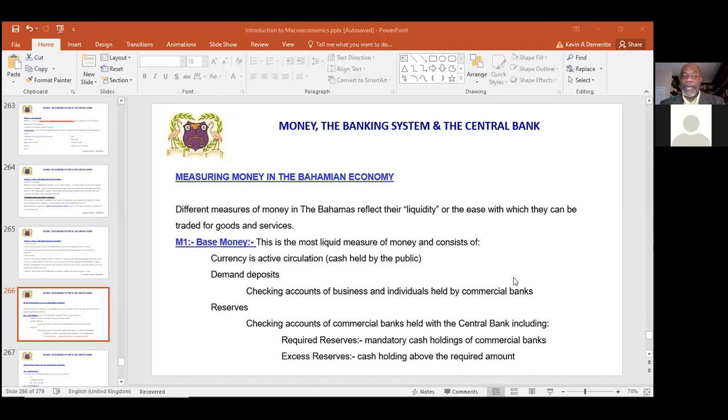I think right now it's about 0.5%, maybe less than 0.5%. But from the bank's perspective, when you're talking millions of dollars, that 0.5% adds up. Right? And plus 0.5% is better than nothing. And certainly 0.5% is better than having to pay the central bank for the privilege of holding on to your cash. Okay. So base money is the most liquid measure of money and consists of currency in active circulation, demand deposits, and commercial bank reserves held with the central bank. As you can see, all of these are easily converted into cash, easily traded for goods and services.